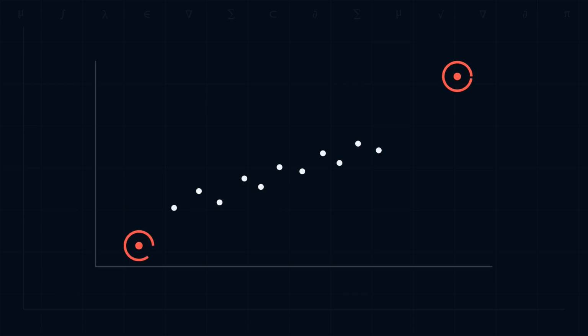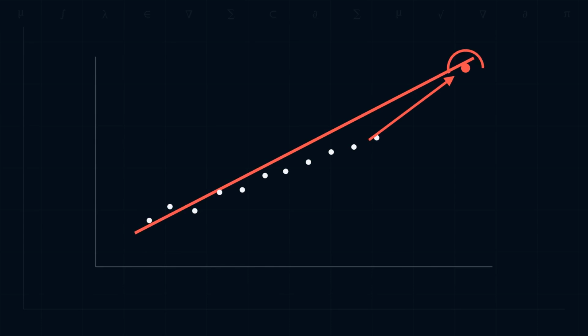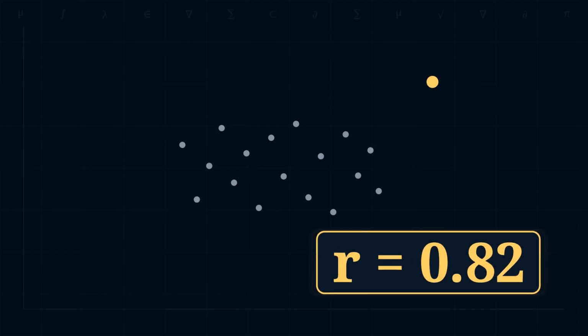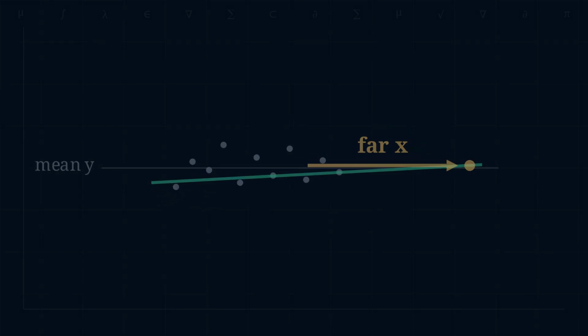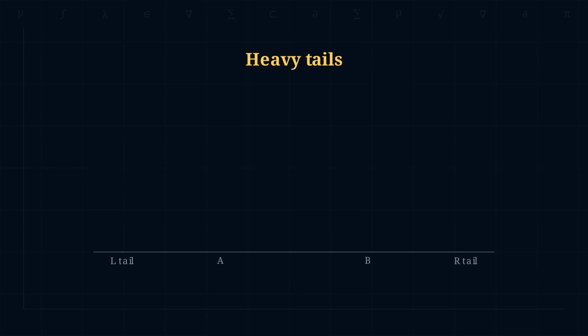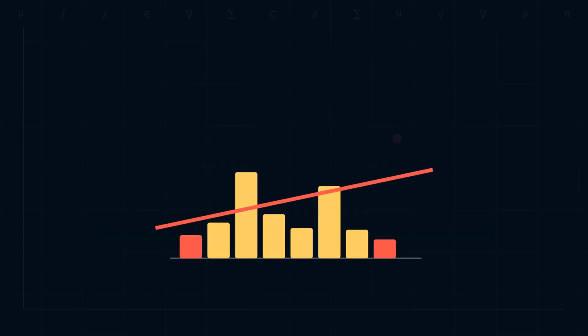Another mistake is to ignore outliers and leverage. A single extreme point with unusual x and y can drag the line toward itself, inflating the average product of standardized deviations and making the coefficient look impressive when most of the cloud does not agree. Or a point far out on x, but near the mean on y can pull the slope and still leave the coefficient misleadingly modest, depending on the rest of the structure. Heavy-tailed distributions and clumps of data with different spreads create the same kind of distortion.